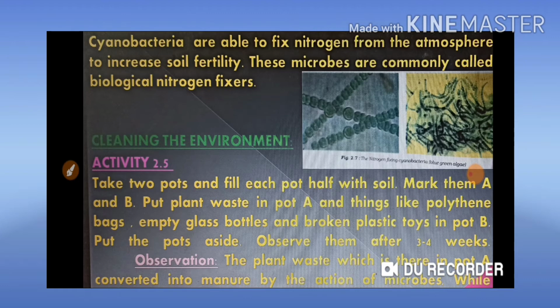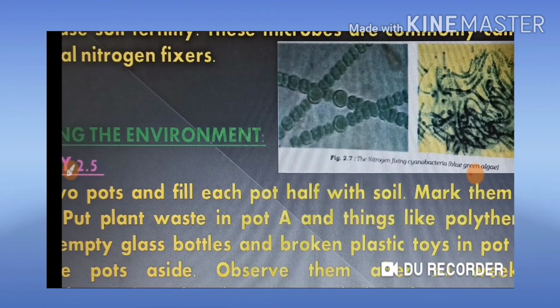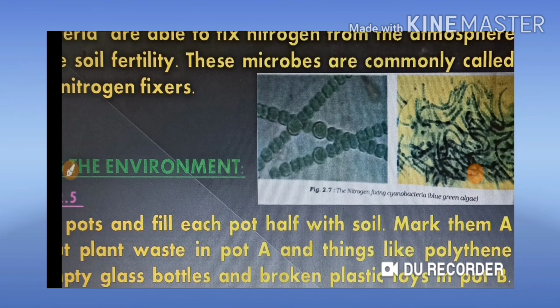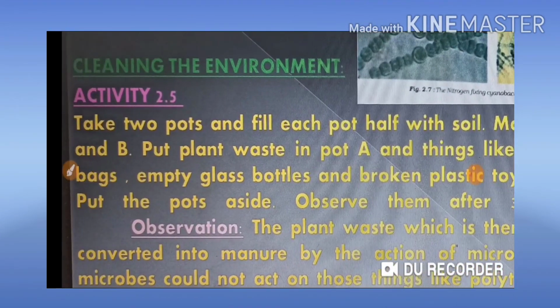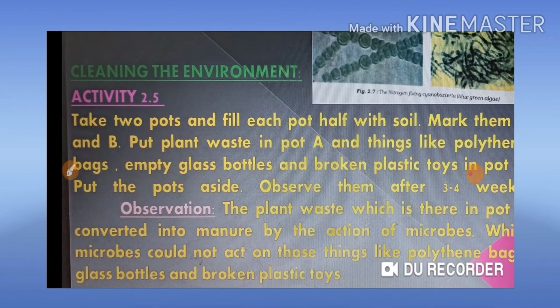The cyanobacteria we can usually also call blue-green algae. Algae is also a kind of microorganism. So blue-green algae are good examples of nitrogen-fixing bacteria, which we also call cyanobacteria. This picture clearly shows you that these are good examples of nitrogen fixers in the soil. See, these are very, very important.